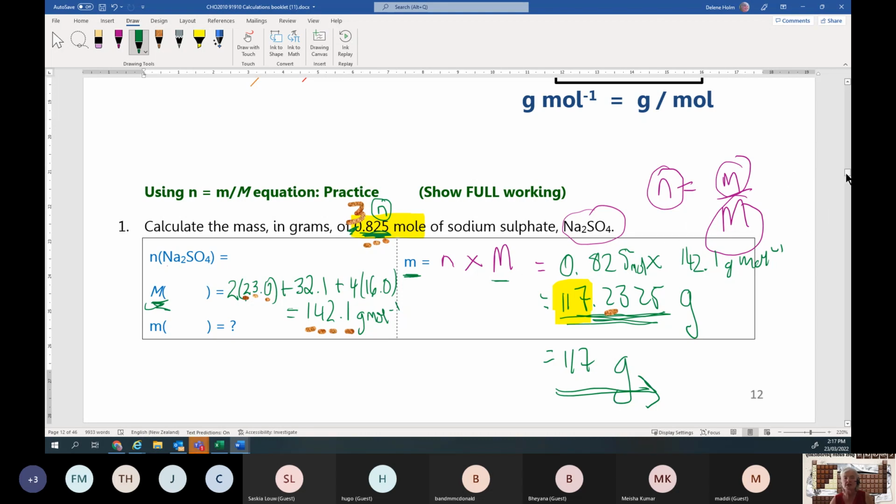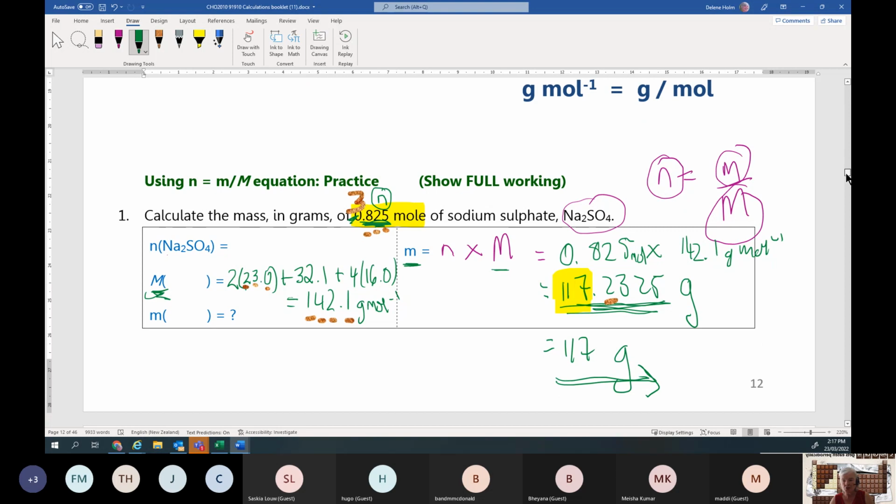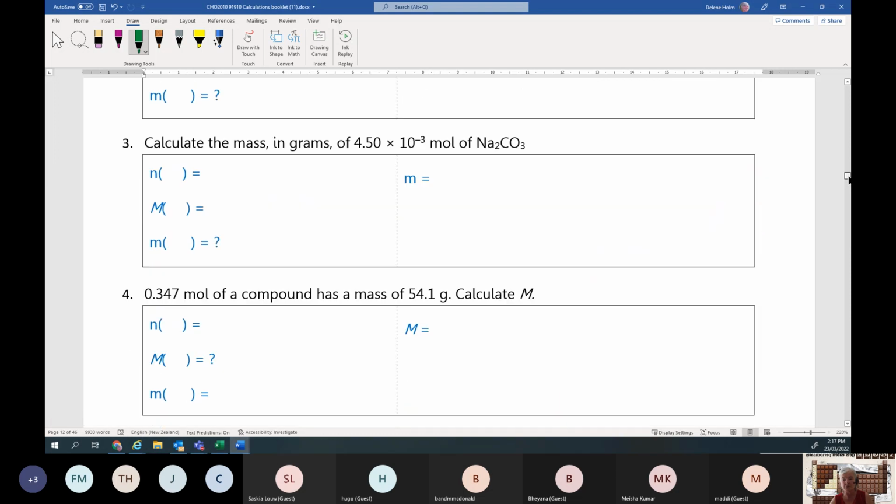Nope. Okay, right. So what happens when I go from one substance to another substance? So remember I said my formula, n is equal to small m over big M, has to all relate to one substance. So I'm going to go now to an example.